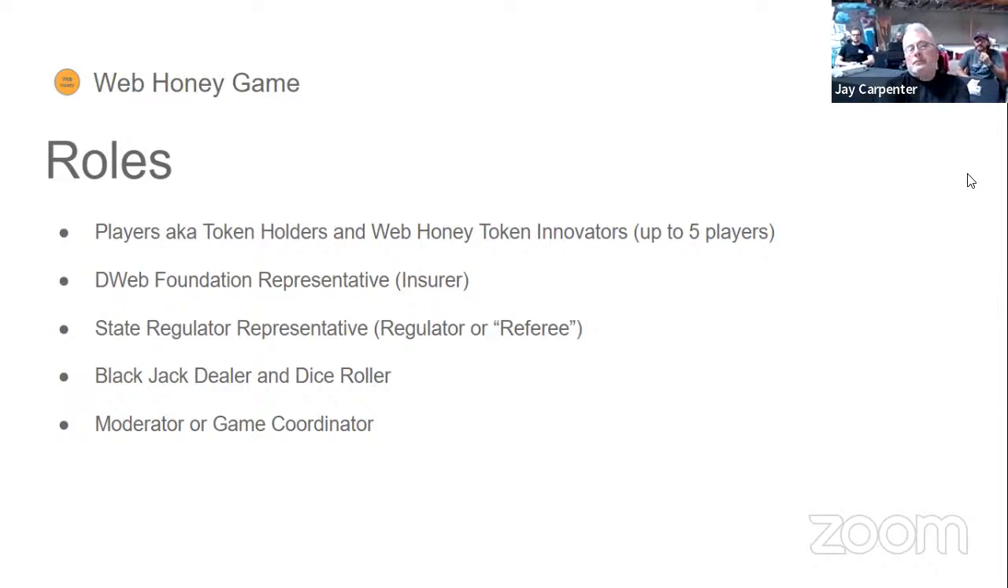And then we'll have hopefully some other volunteers that will represent the state regulators or the referee role as well. And then we're going to have somebody who will be like a blackjack dealer and a dice roller, which will represent the development process of the honey token blockchain and decentralized construct. And then I'm going to be sort of the moderator or game coordinator, since I have a rough idea of how this game is going to go. And this is the first time that I played it. So hopefully that's fairly clear, at least gives you an idea.